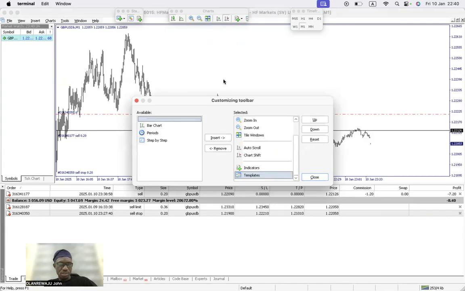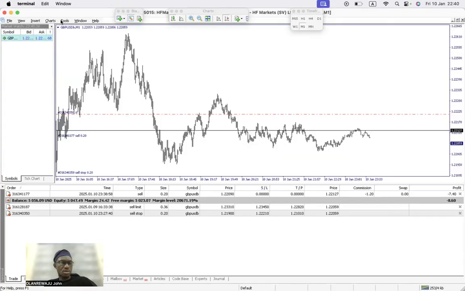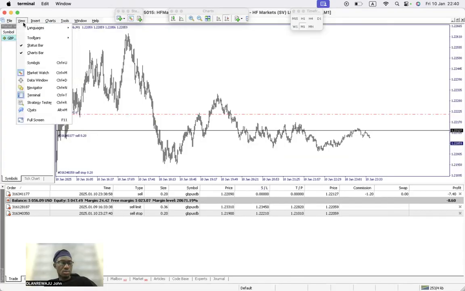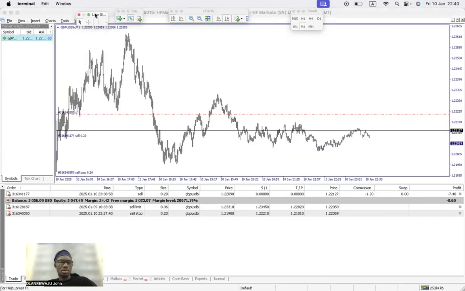Where are all these tools? Is it here? Hold on for me. Toolbox. Okay, this is what I was looking for.